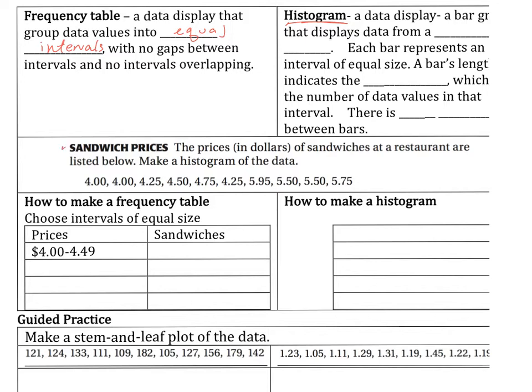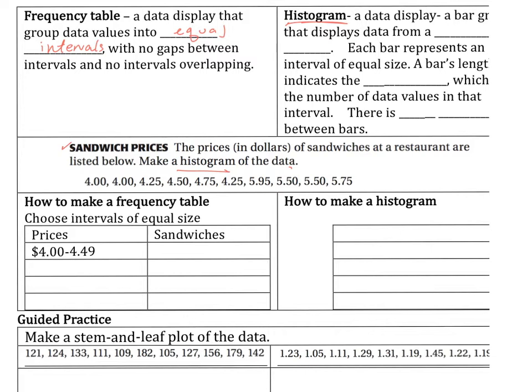Now let's take this example, sandwich prices. The prices of sandwiches at a restaurant are listed below. Make a histogram of the data. But before we make a histogram, we need to make a frequency table. So right here to the left, I have a frequency table set up for you. And technically you're supposed to make the table yourself.